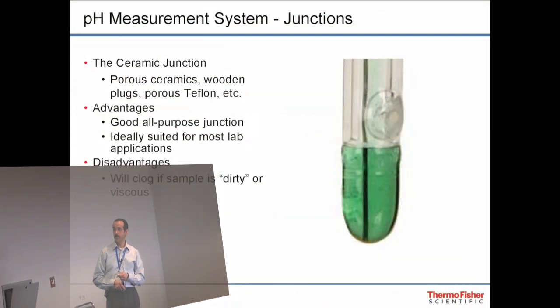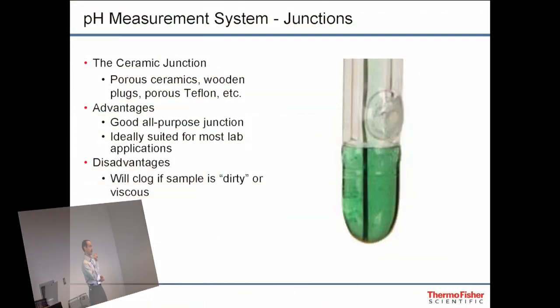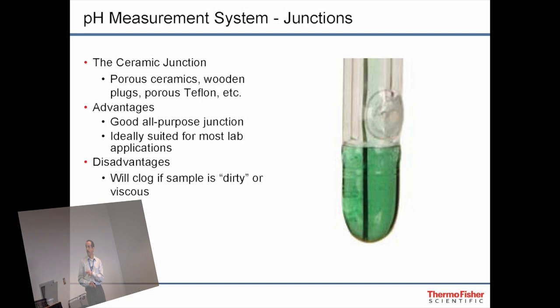The most common type of junction is called the ceramic junction. And that's what it is. It's a piece of ceramic. It's a little piece of ceramic, and the KCl, that fill solution, comes out through the pores of that ceramic. So on this electrode, if you can see that little white circle there, that is the ceramic. And so this is a little bit faster than wick, but still likely to clog if you're putting it into a kind of a dirty sample.